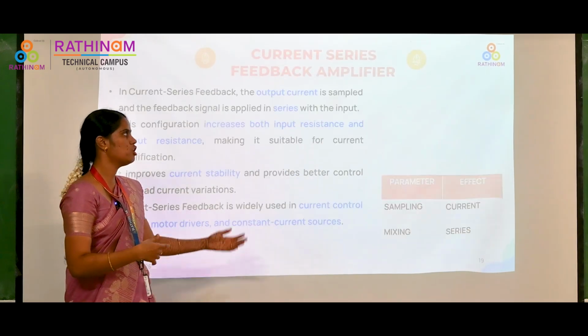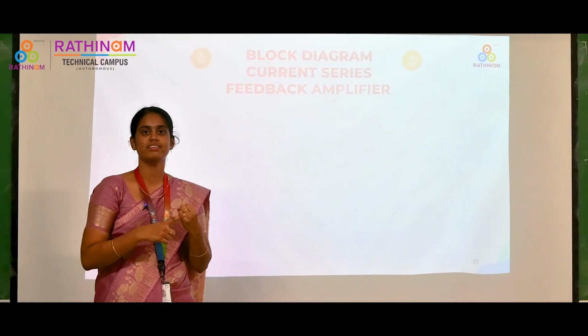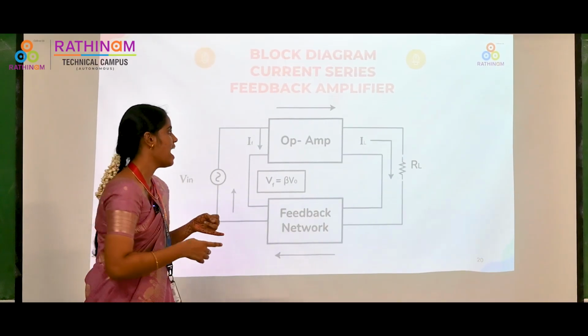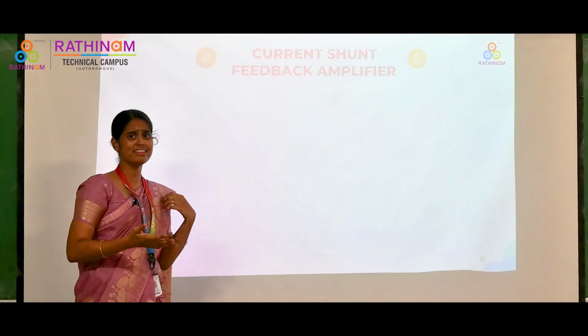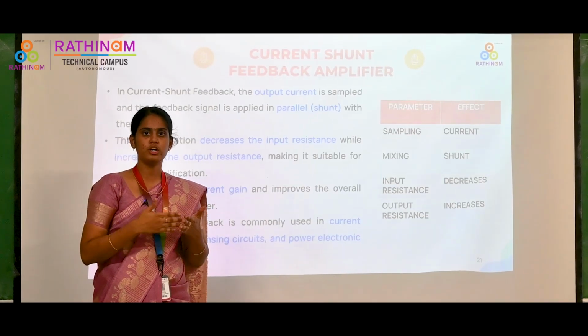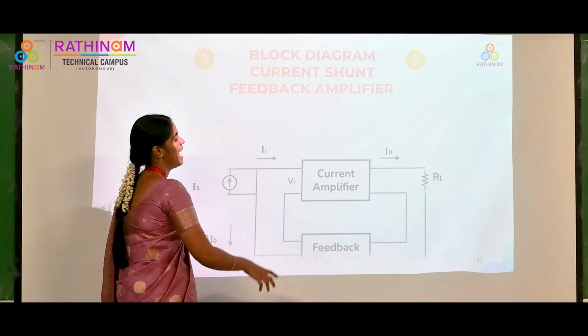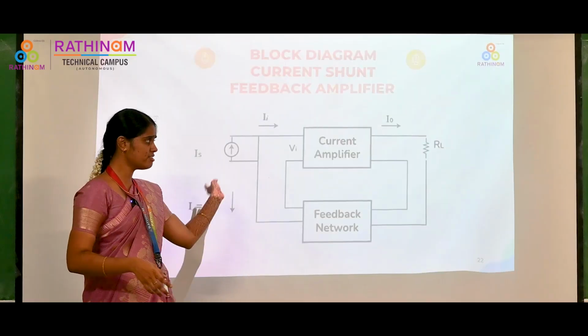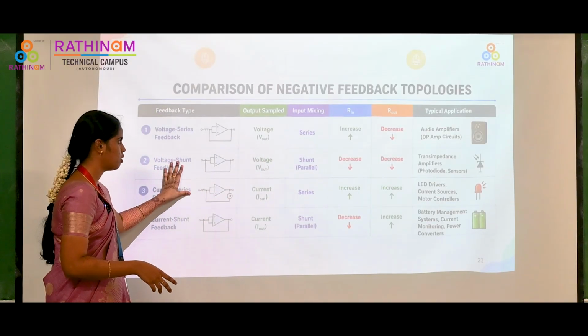The same follows for the current series and current shunt. For current series, the output sampled is current and the feedback is given to the input in series. Whereas in the current shunt, the output current is sampled and the mixing is done in a parallel manner. So these are all the four different types of feedback topologies.